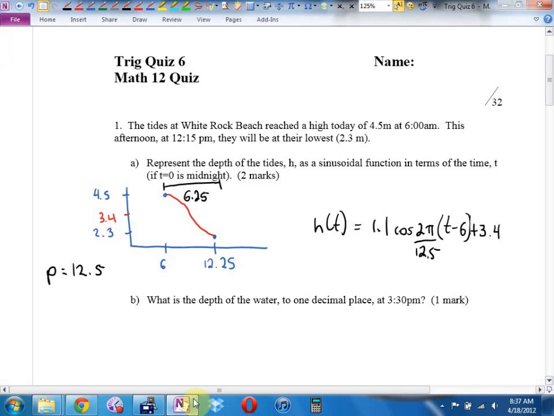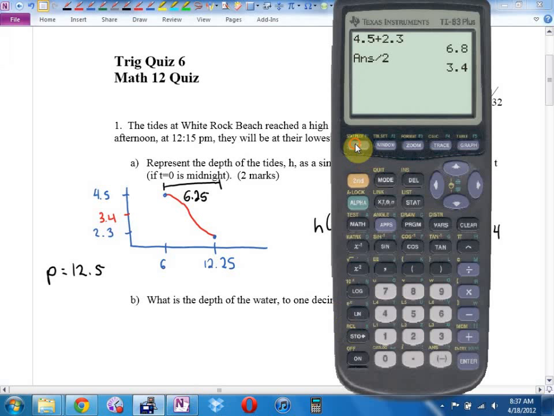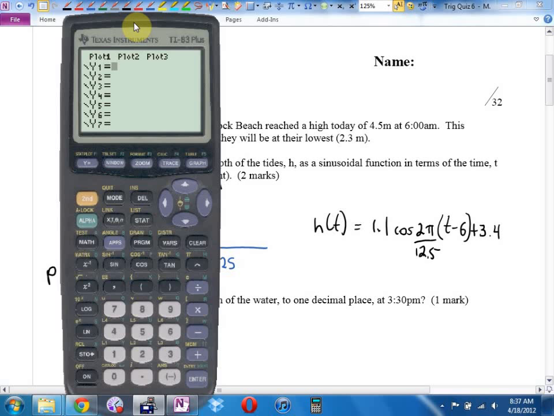Now let's go to my graphing calculator because part B wants me to do something with this. I better make sure I'm in radians. Hey, I am. Clear whatever I have here. 1.1 cos 2 pi bracket x minus 6. Oh, well, let me do a closed bracket on my keyboard. Divided by 12.5. Okay, that's how I would type that.